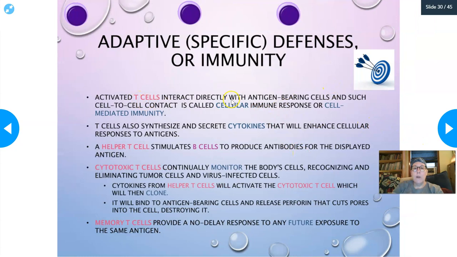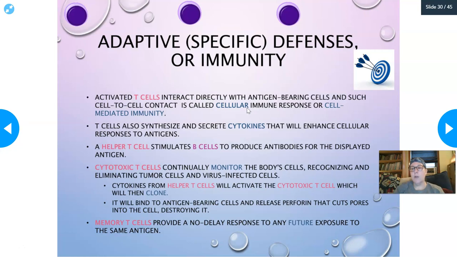So once a T cell is activated directly by the antigen-presenting cells, you will get a cellular immune response, or what we call cell-mediated immunity. What T cells are responsible for is destroying cells that are infected with the pathogen or the virus or something like that. T cells synthesize and secrete cytokines, however you want to say it, that will enhance cellular responses to antigens.